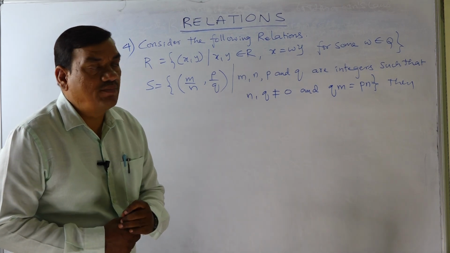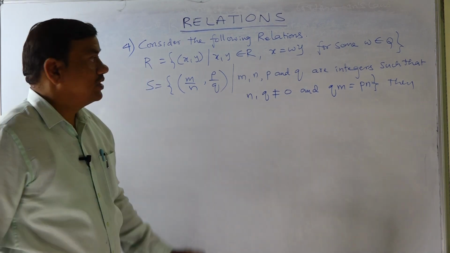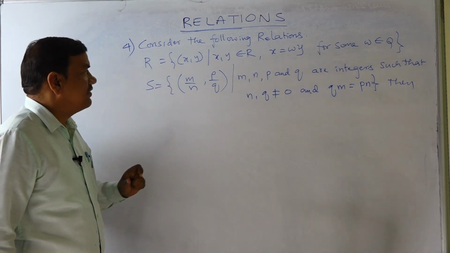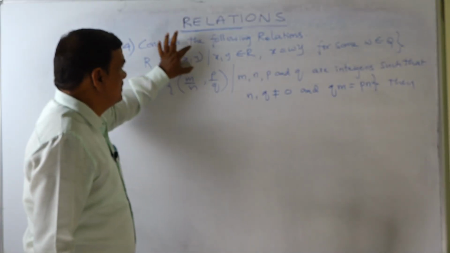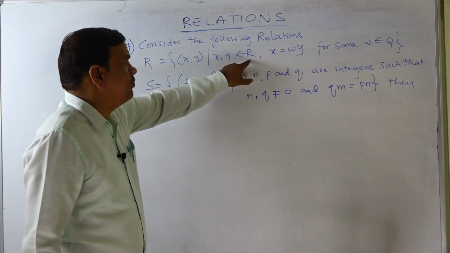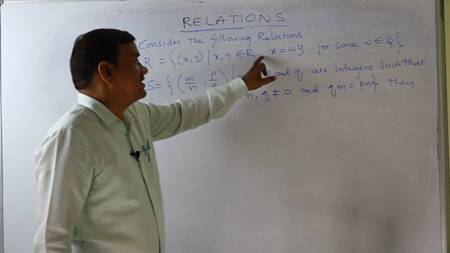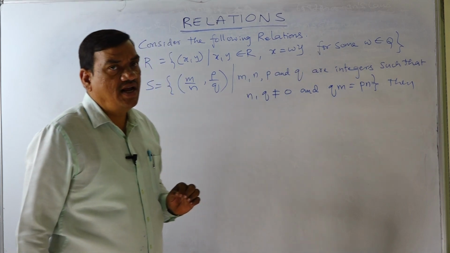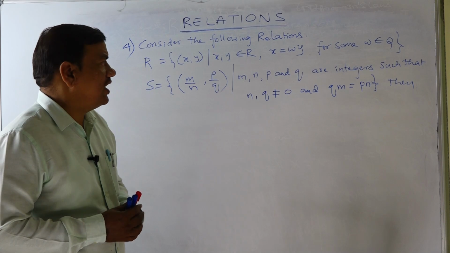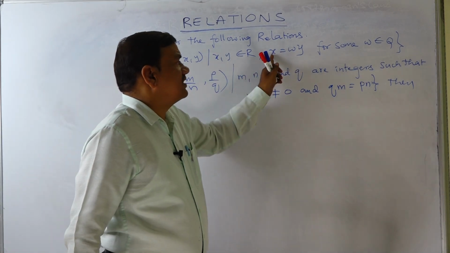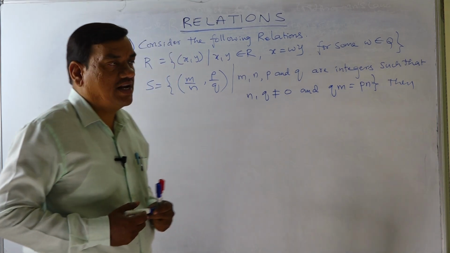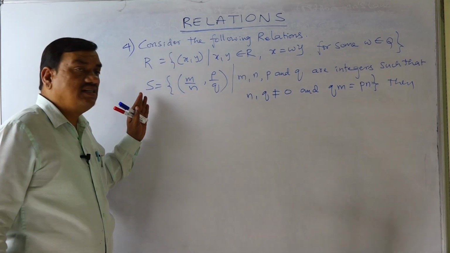Dear students, welcome to the fourth problem. Consider the following relations. Here too, two relations are given. The first relation is (x, y) such that x and y are both real numbers, such that x is equal to wy, where w is some rational number. That means there are two numbers such that x is equal to wy, where w is a rational number.